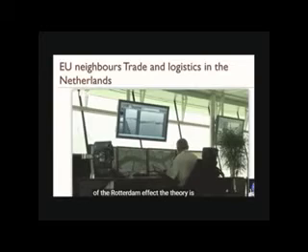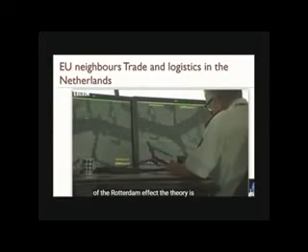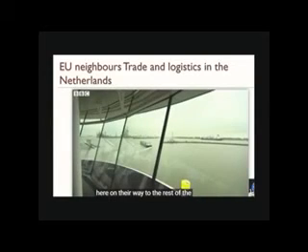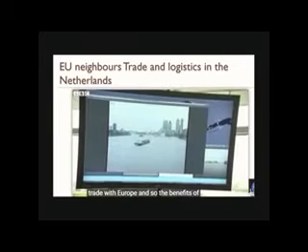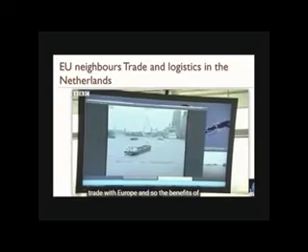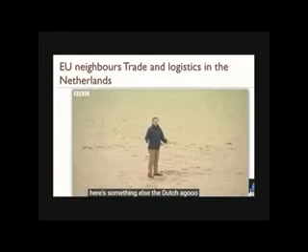But Eurosceptics talk of the Rotterdam Effect. The theory is that lots of Britain's goods go through here on their way to the rest of the world, but statistically that counts as trade with Europe, and so the benefits of our EU membership are exaggerated.